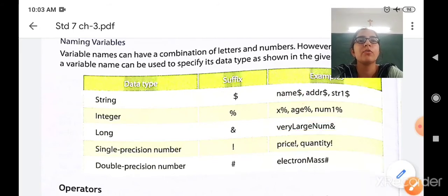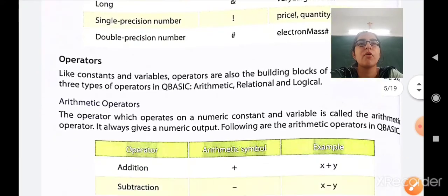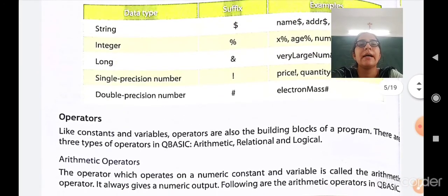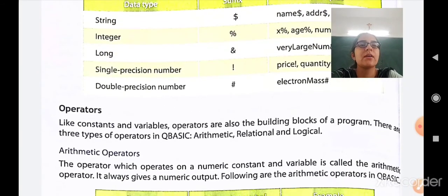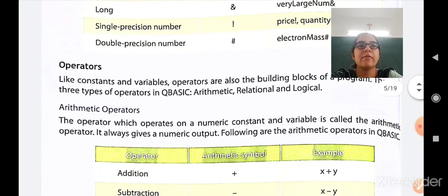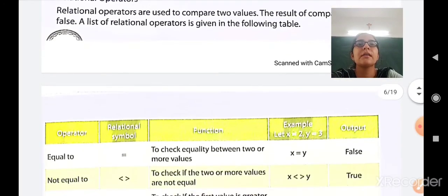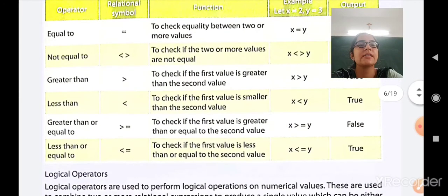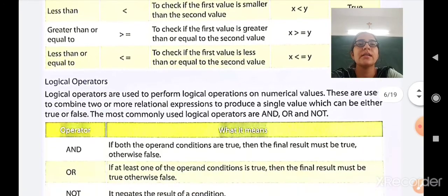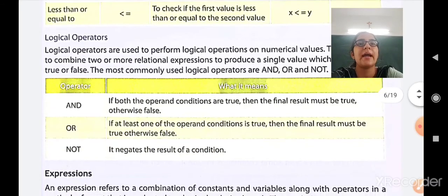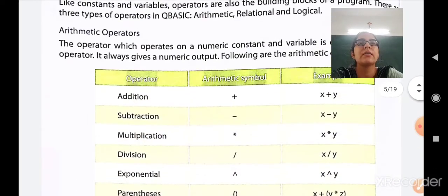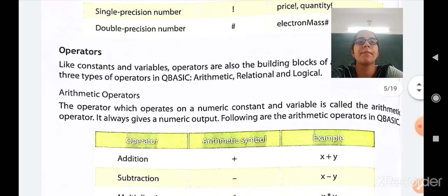Okay, now let us move to the operators. So what are the operators? Like constants and variables, operators are also the building blocks of a program. There are 3 types of operators in QBasic. First is arithmetic operators, it means plus, minus, multiplication, division. Then relational operators. Which are the relational operators? Equal to, not equal to, less than, greater than, greater than or equal to, less than or equal to. And logical operators: and, or, not. Okay, so these are the operators. Let us see all these operators in detail.